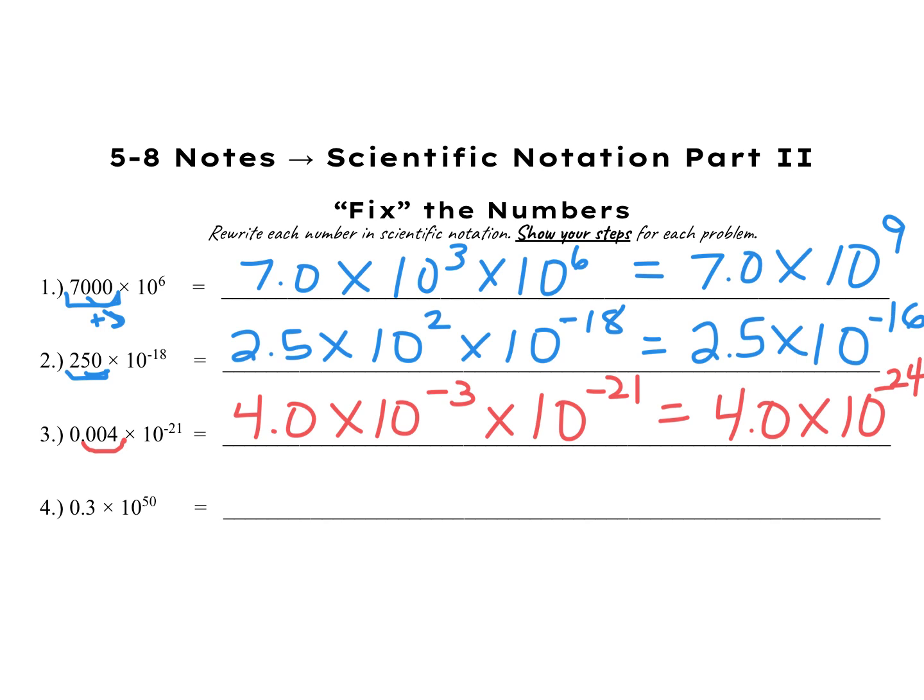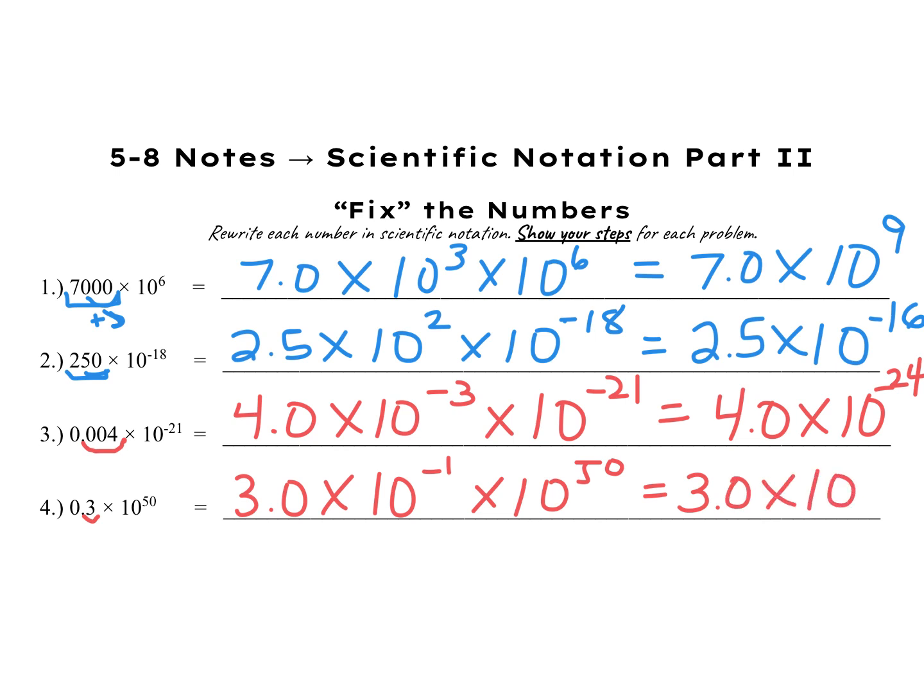And then number 4, you're moving it to the right 1 place, so you get 3.0 times 10 to the negative first power, because we're moving it to the right. 0.3 is a small number, negative exponent, times 10 to the 50th, we're tacking on, leaving us with 3 times 10 to the 49th power.